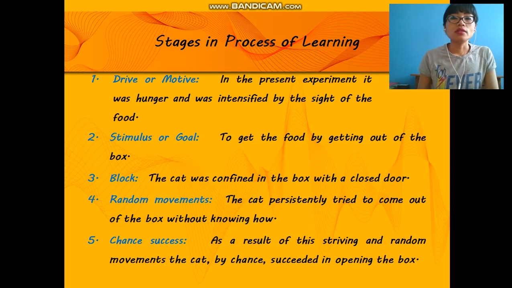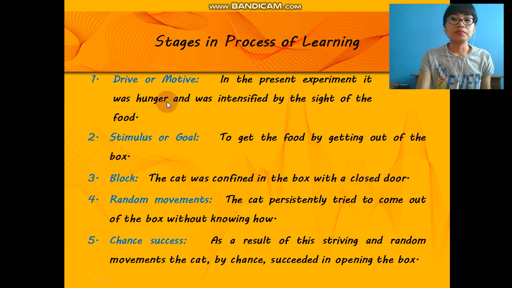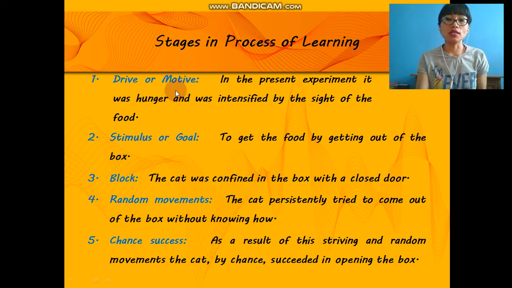So let's see the stages in the process of learning. This experiment gives us certain stages that are included in the process of learning. Number 1 is drive or motive. In this experiment, the drive was hunger, and the food was to intensify the hunger. So an organism needs to have a certain motive to learn something.